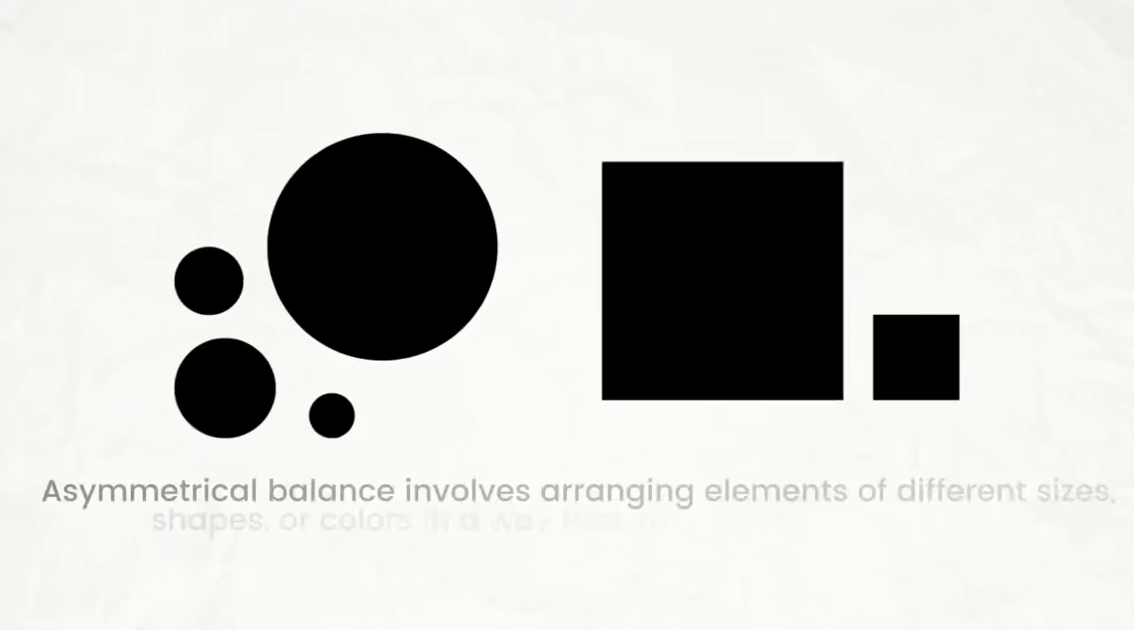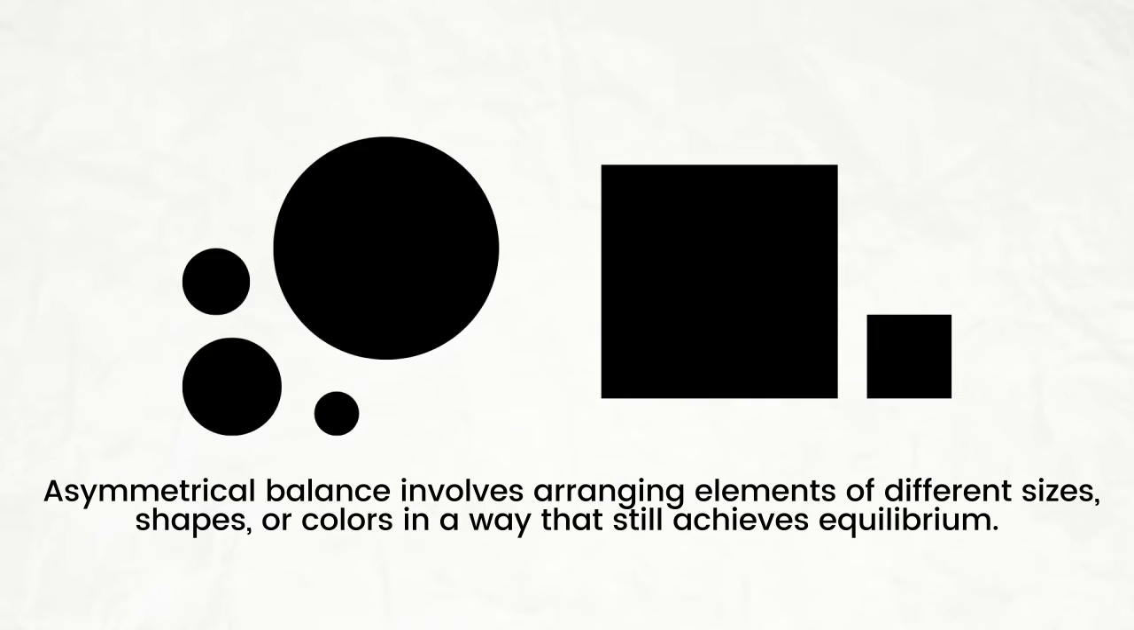So next we have asymmetrical balance. Asymmetrical balance involves arranging elements of different sizes and shapes or colors in a way that still achieves equilibrium. So basically think of a puzzle. You're putting these shapes and pieces together to still get that harmony like you would with symmetrical shapes, but they're just all different sizes. So like I said, kind of like a puzzle. So achieving balance will help you create an aesthetically pleasing design to the eyes and guide the viewer where you need them to go.